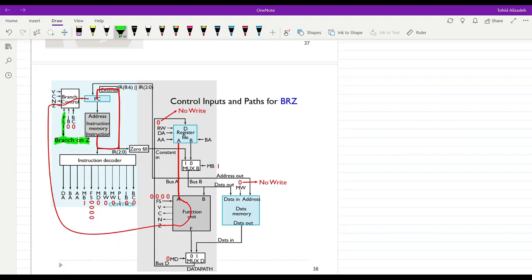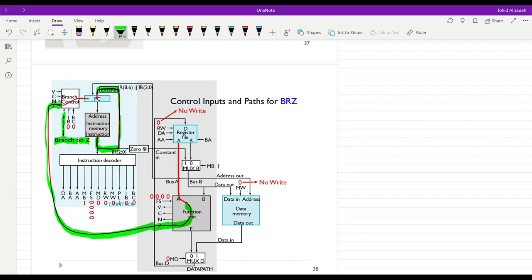For the branch on 0, the Z status bit output from the function unit will be used. You can see that there is a connection over here. And it means that when we have Z output of the function unit, or Z input to the branch unit, equal to 1, then the program counter will not be incremented, but it will be changed by an offset, okay? Because we have a branch, we don't have a jump. And the amount of the offset will be taken from the instruction register.